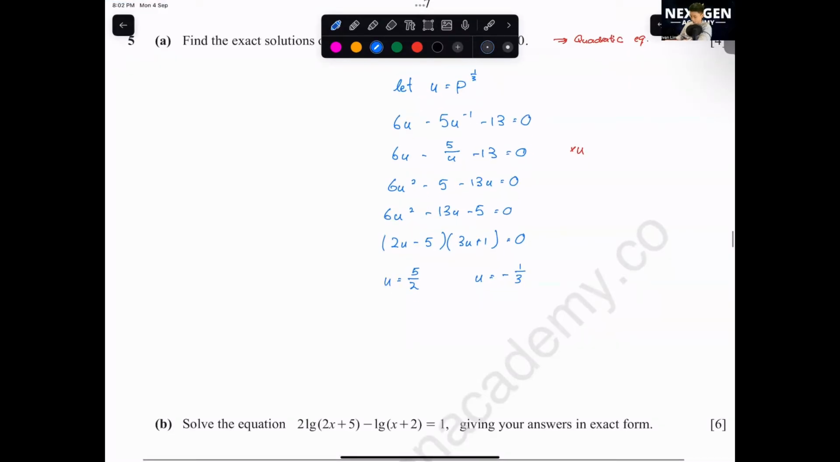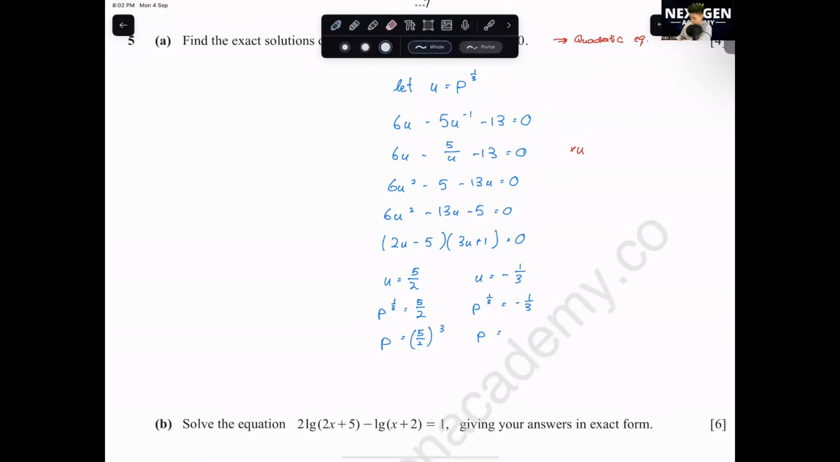Okay, now we change it back. p power 1 over 3 equals to 5 over 2, p power 1 over 3 equals to negative 1 over 3. Okay, I want to bring to the other side, become cube. Oops. Okay, just cube it. Both of it will be the answer. 125 over 8, negative 1 over 27.